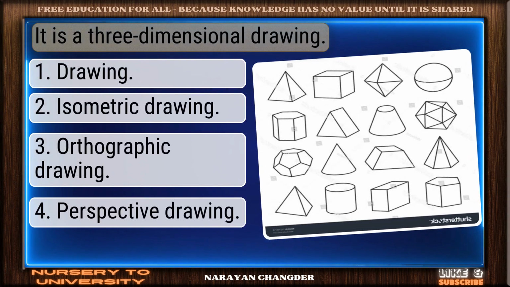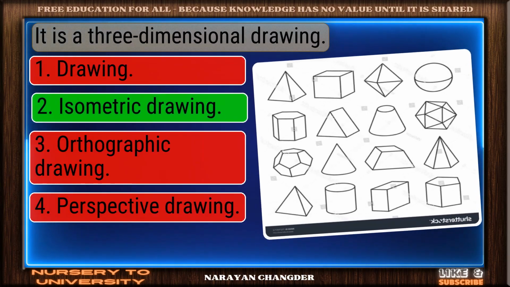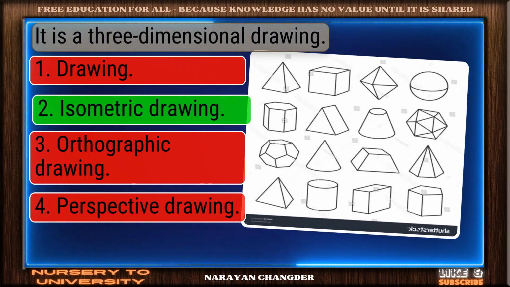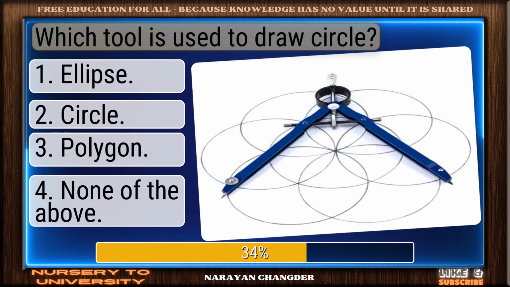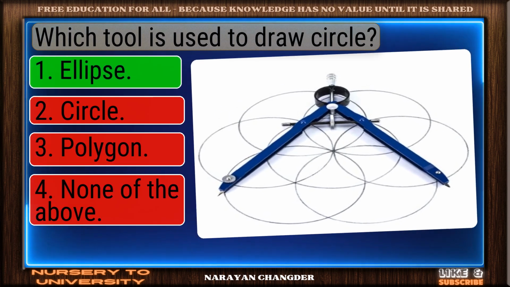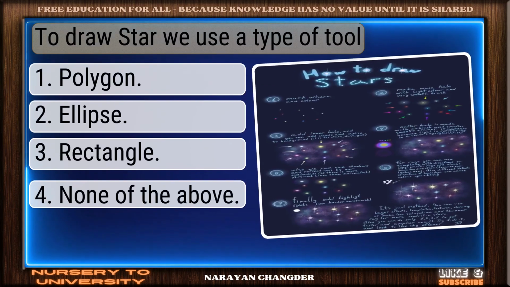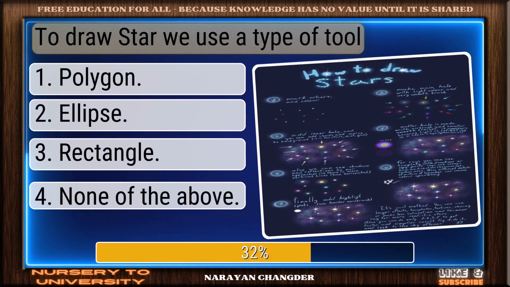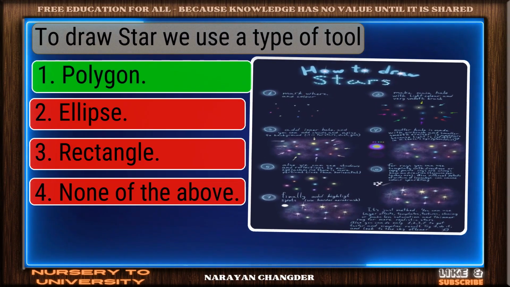It is a three-dimensional drawing. Excellent choice. Isometric drawing is right. Which tool is used to draw circle? Solid response. Ellipse is valid. To draw star, we use a type of tool. Bravo! Polygon is the answer.